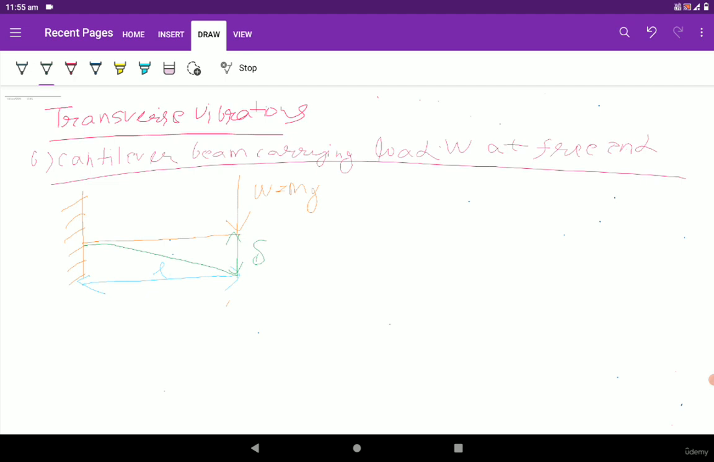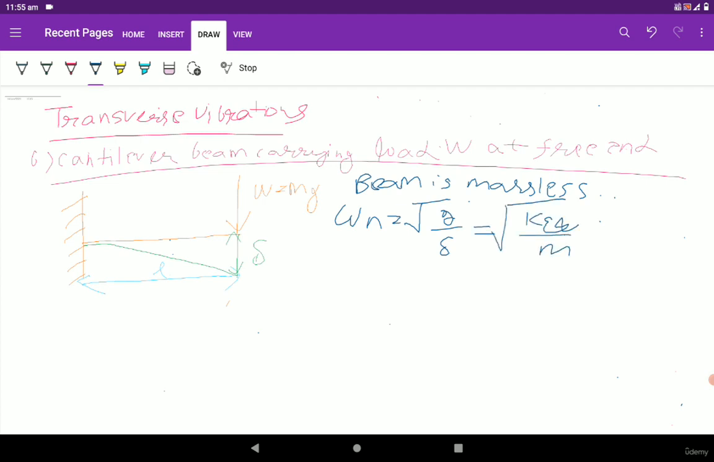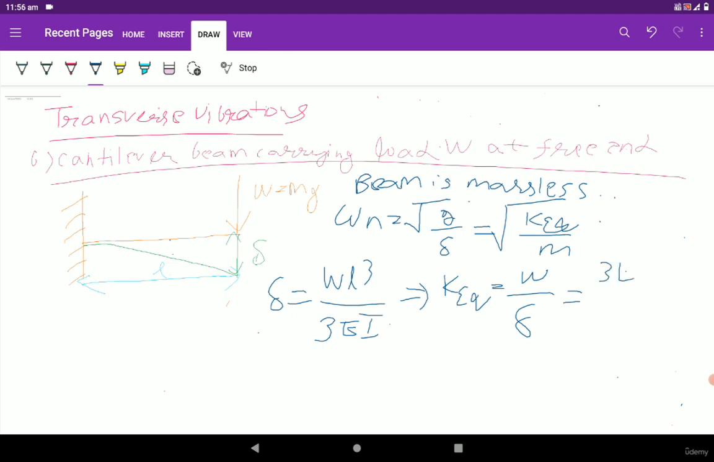So you have to assume that for all cases, the beam is massless. For the previous case also, you should consider that the beam is massless. So we know that omega n is equal to under root g by del, which is equal to under root k equivalent by m. So for this case, the deflection is calculated by the formula W L cube divided by 3 E I, that is k equivalent is equal to W by lambda, which is equal to 3 E I by L cube. So k equivalent for this case is equal to 3 E I by L cube.